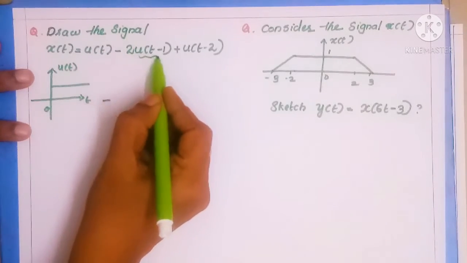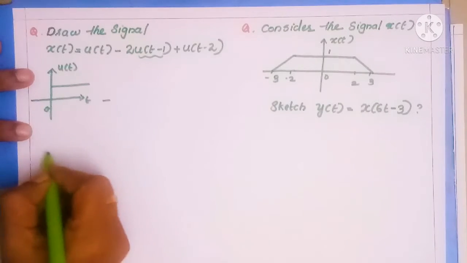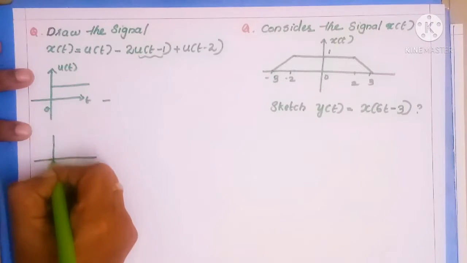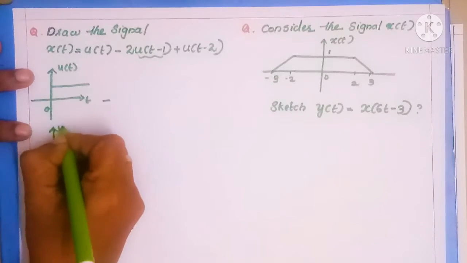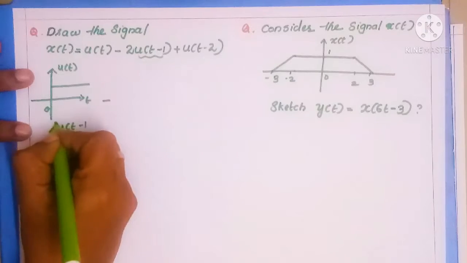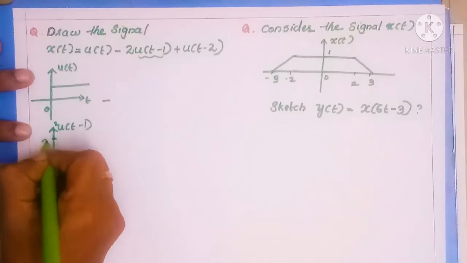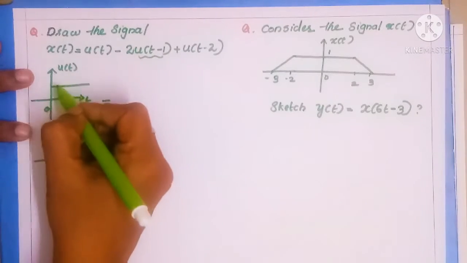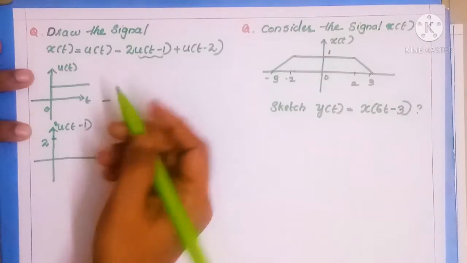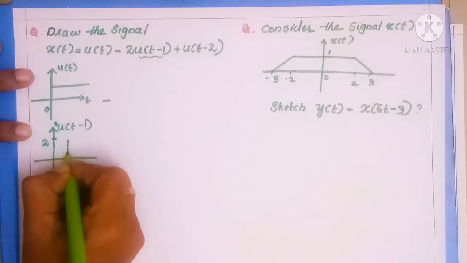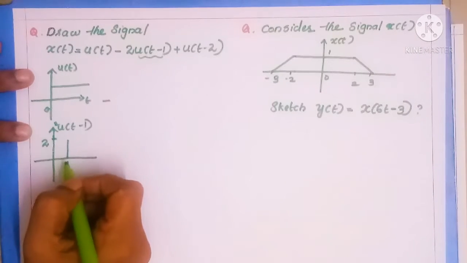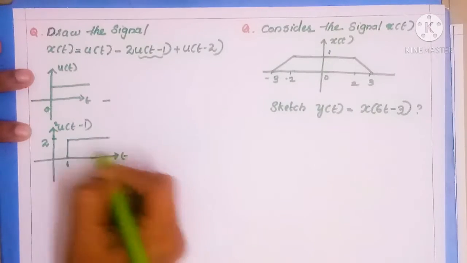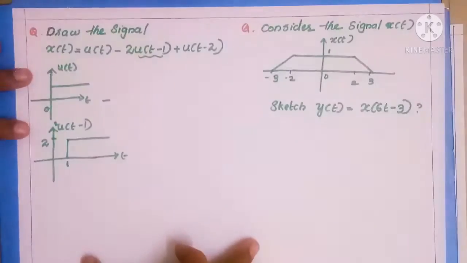So we need to perform the time shifting operation. 2 means its amplitude becomes 2. U of t minus 1, 2 into u of t minus 1. So the amplitude becomes 2. U of t minus 1 means we shifted the u of t to the right side. It starts from 1, so it is shifted one position to the right side. So this is our 2 into u of t minus 1.